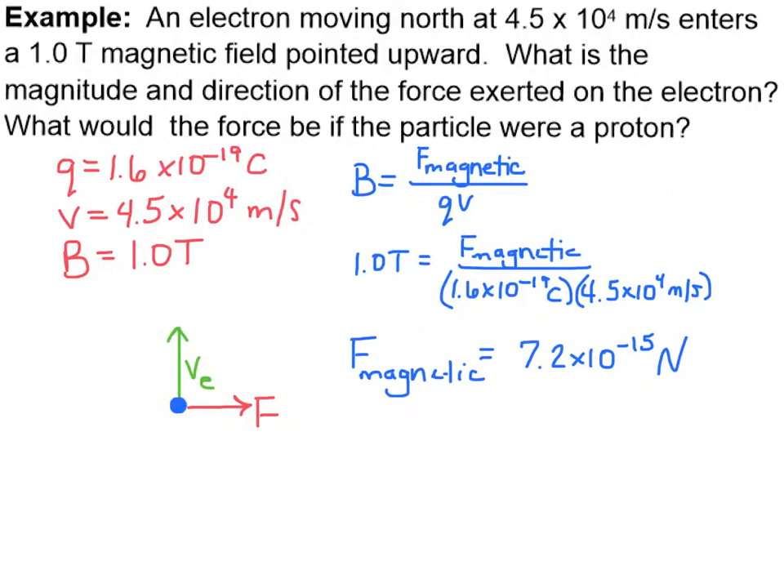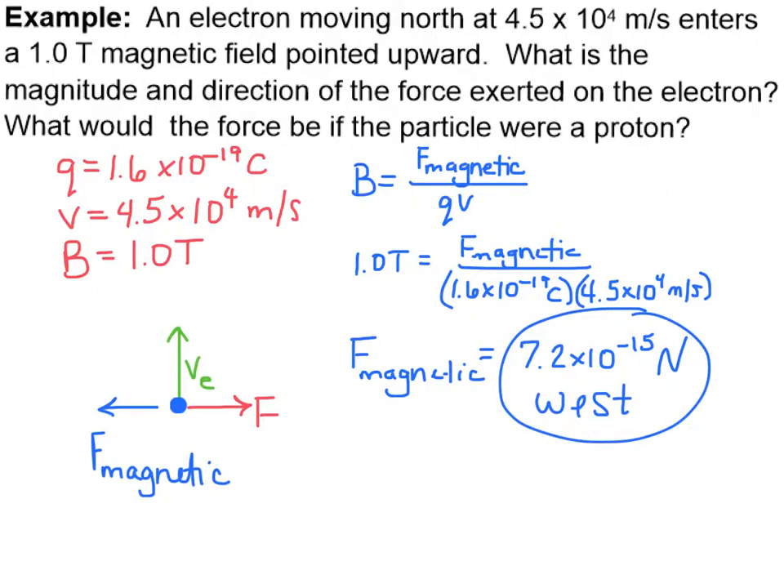Now, the particle is not positive. Therefore, the magnetic force for this electron is going to be the opposite of what it would be if it were positive, because it's negative. So the magnetic force for the electron is going to be going to the left or west, if we think about north, south, east, west being in the plane of this page.